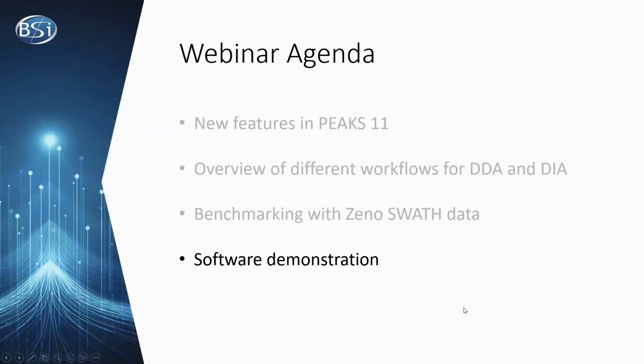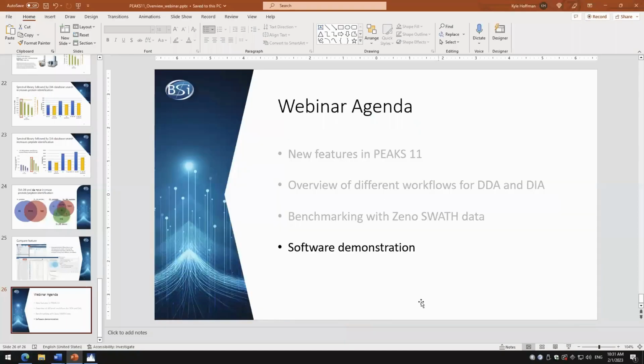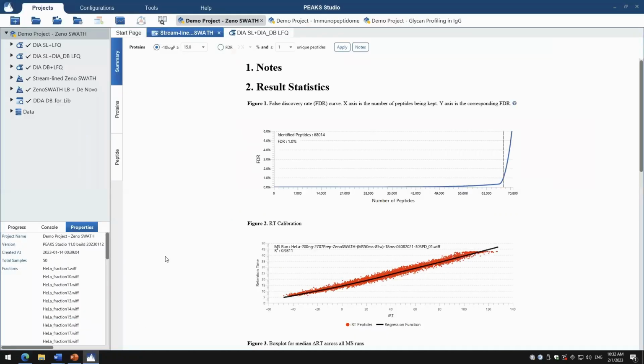Okay, so now I'll just switch to the software demonstration and go over a few features in both PEAKS Studio and PEAKS Online. So here's the PEAKS Studio 11 layout. Here's our Xeno swath data and our streamlined DIA workflow.